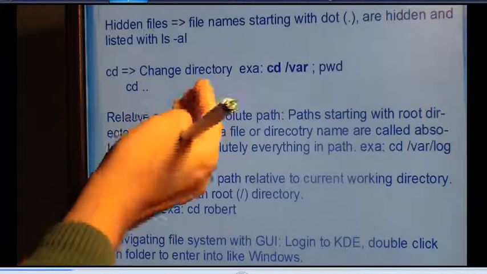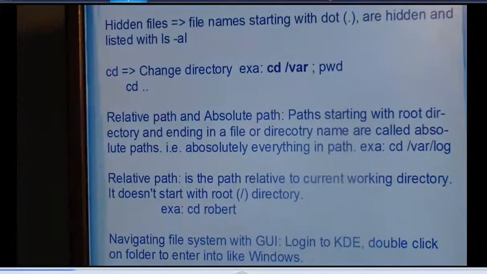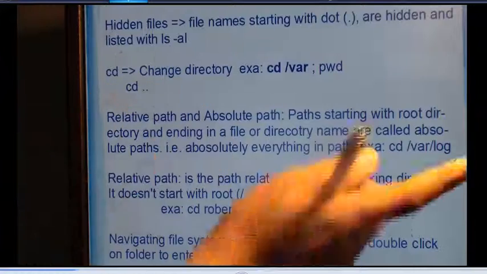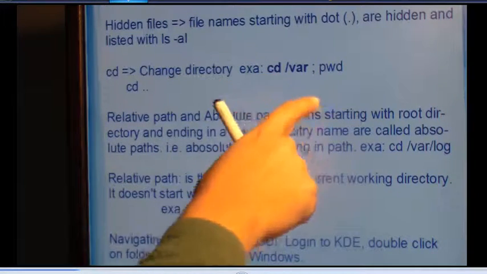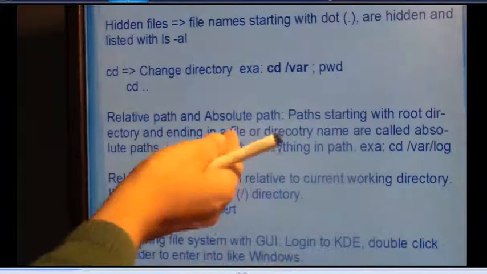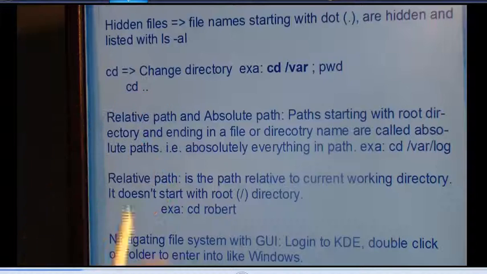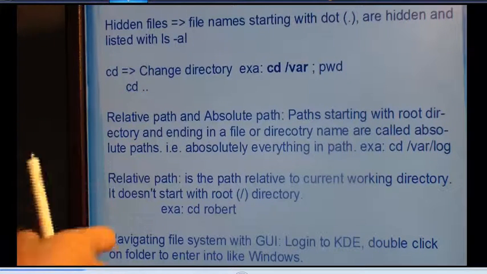Cd dot dot means come one directory up. Okay, so that is cd dot dot. So now you understood, when you are going into a directory, you can specify the name of the directory where you want to go, and if you want to come out of that directory, you put in cd dot dot. Of course, there is a space after any command.